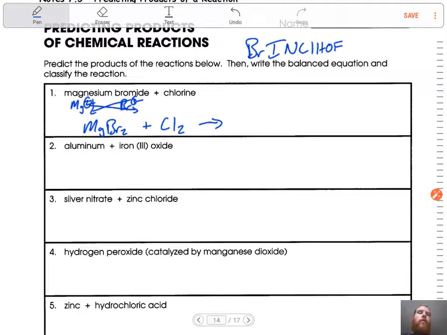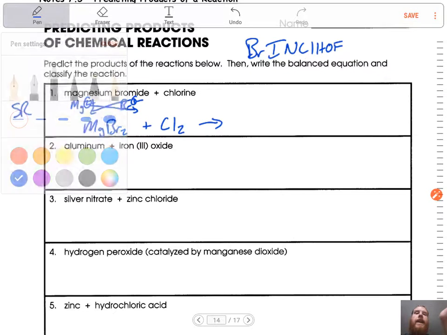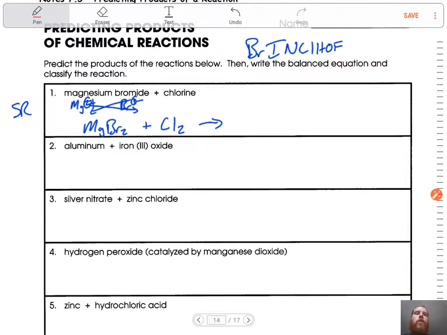Now, here comes the predicting products. To be able to write our products out for a reaction, we have to classify the reaction, and then it's going to be pretty easy from there. So if I take a look here, I've got a compound plus an element. Which reaction type is a compound plus an element or an element plus a compound? That's going to be a single replacement reaction. Okay, so just by looking at your reactants, you should be able to identify what type of reaction it's going to be. All right, so now the question is, well, who's going to replace who?